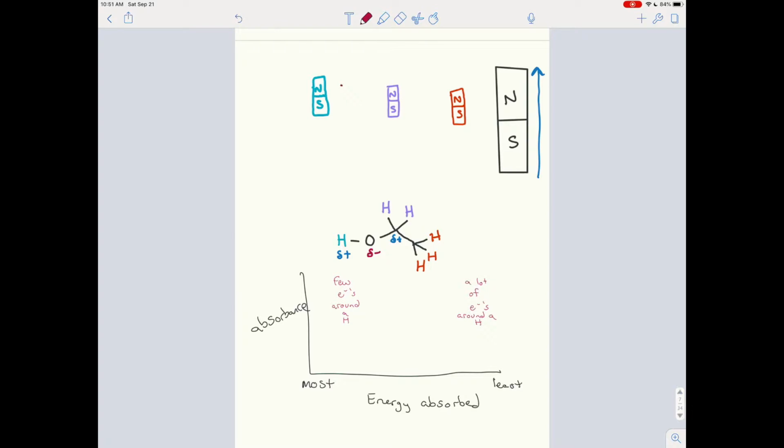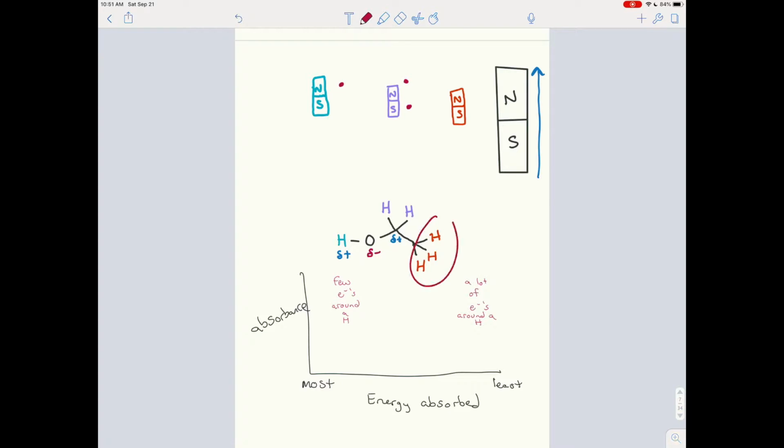So I'm just going to draw one dot to represent the small amount of electrons. There are slightly more electrons around the purple hydrogens than there are around the blue one, because they're still feeling the pull, the electronegativity of the oxygen, but not quite as much as the hydrogen that's bonded directly to it. So those have a little bit more electron density around them, and I'll represent that with those two dots.